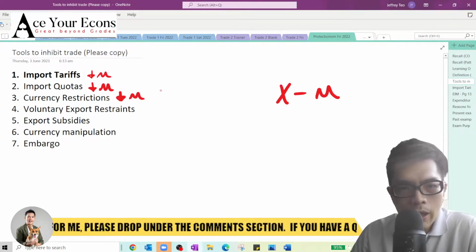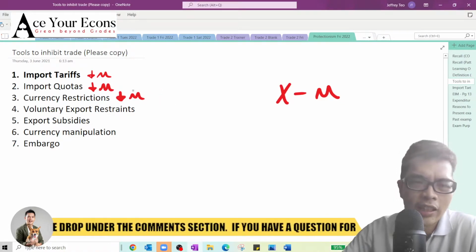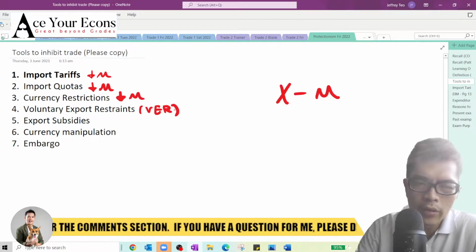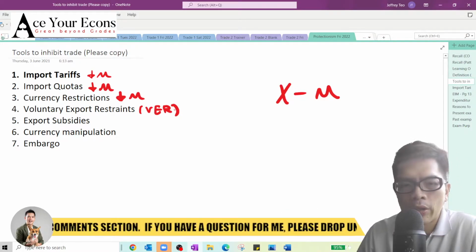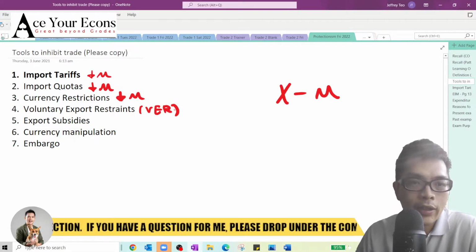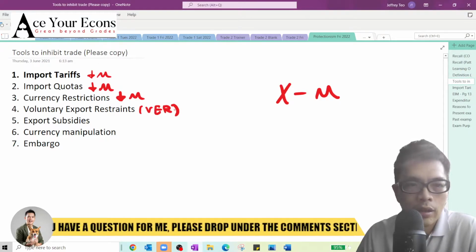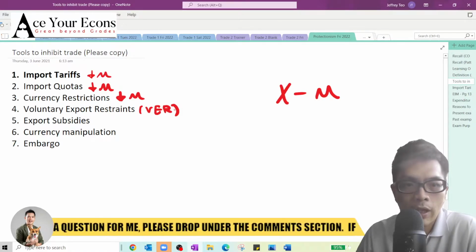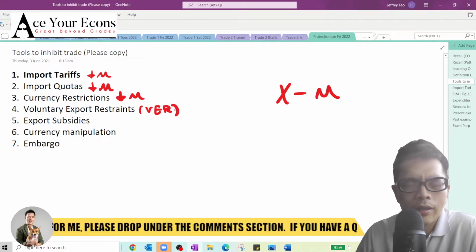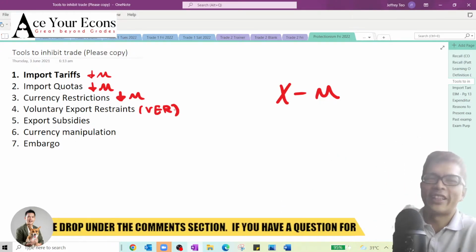Okay, so another one that is not very applicable in modern days is what we call VERs, voluntary export restraint. In short, VER. If you read through your notes, the example they always use is Japan and the Americans. Back in the 80s, the Americans were running a huge balance of trade deficit against Japan because they had been buying a lot of Japanese cars. So the US government pressured Japan to restrain their exports. Don't sell me so many things. I don't need too many Japanese cars.